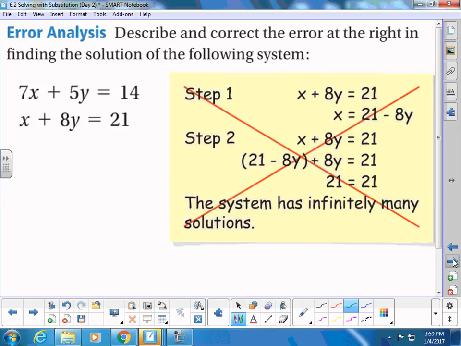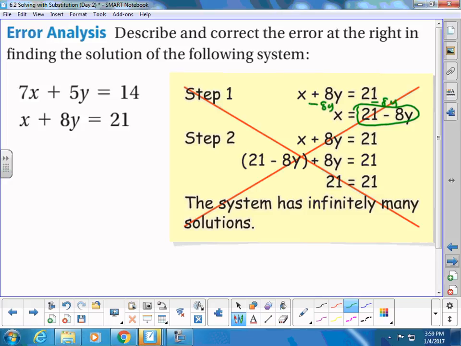Error analysis. Describe and correct the error in finding the solution of the following system. So step 1, x plus 8y equals 21, x equals... it looks like they did that. So far I like it. X equals 21 minus 8y. Step 2, x plus 8y equals 21. So now they're saying x is this, right? So anywhere there's an x, I can substitute in 21 minus 8y.